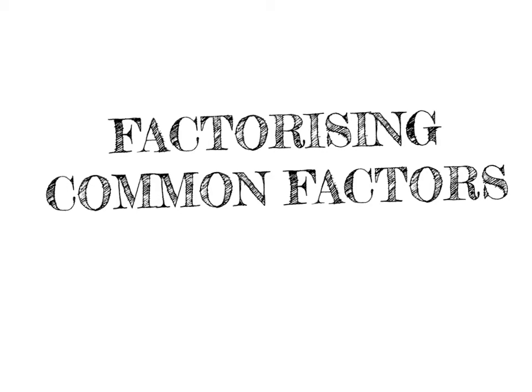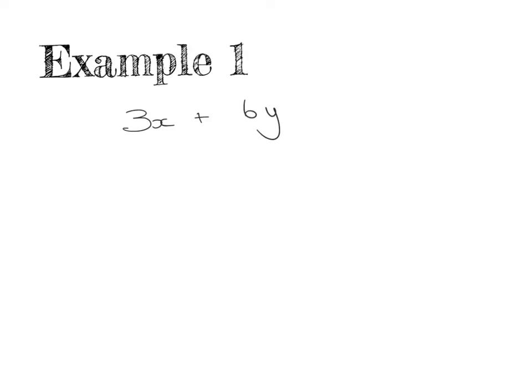Factorising, common factors. Example 1. Now, when you do factorising, you always have to look for the common factor. Before you worry about common factors, you first have to look at your expression. This is an expression because there is no equal sign. If it's got an equal sign, it's an equation.